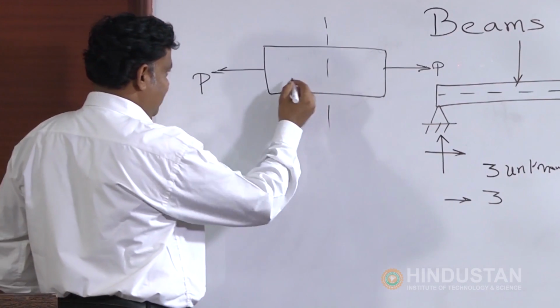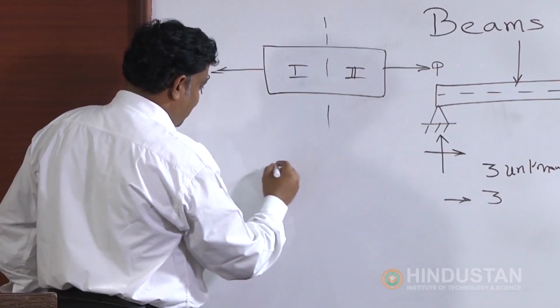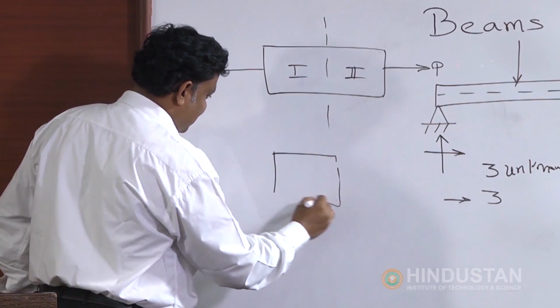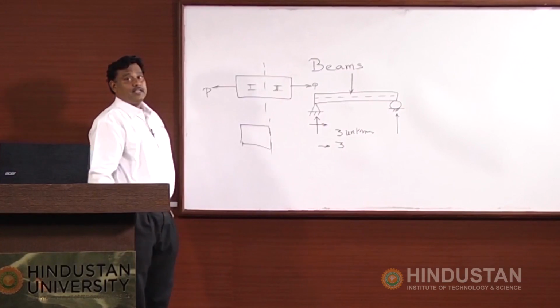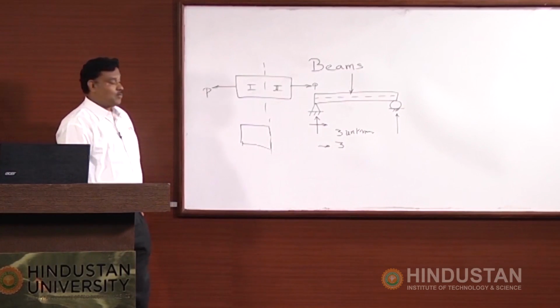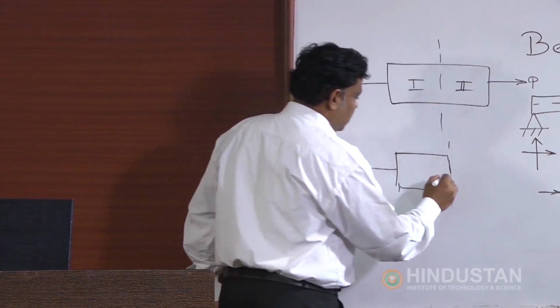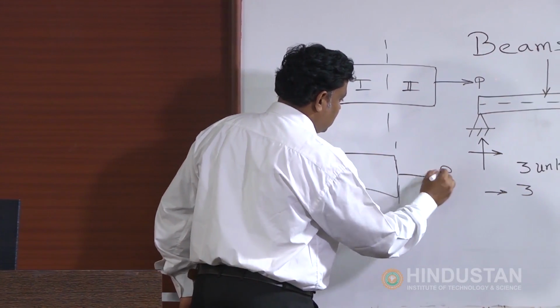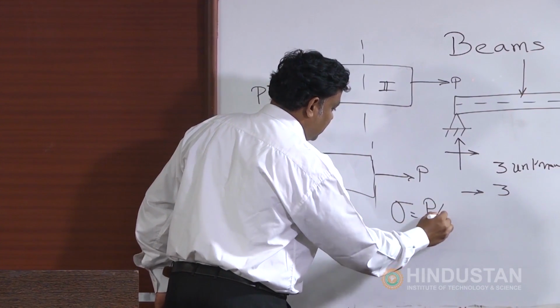We will divide this body into two. This is body 1, body 2. I will take body 1. I am going to show the internal and external forces acting on the body, and this is resisted by this force. So, I can write stress equals the resisting force by area.